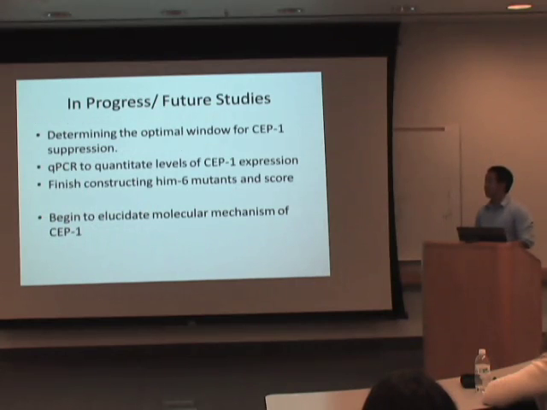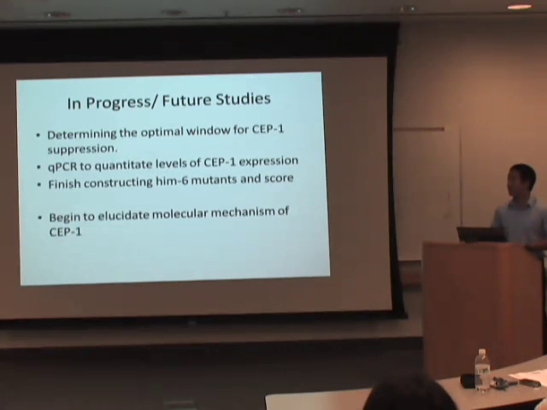So right now, I'm trying to determine the optimal window for CEP1 suppression within that 18 hours of gametogenesis. I'm also going to do a qPCR to quantitate levels of CEP1 expression, and I'm finishing constructing my HIM6 mutants, and we will begin to score them shortly. And hopefully by the end of this project, I'll have some time to figure out the exact molecular mechanism by which CEP1 is functioning.